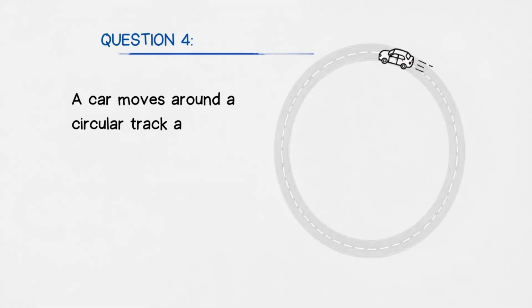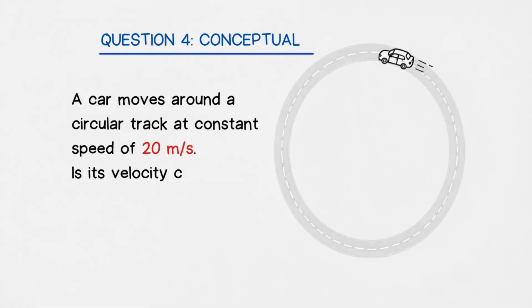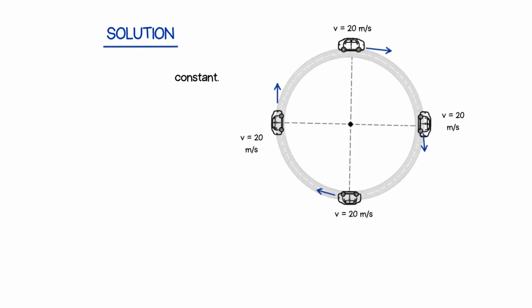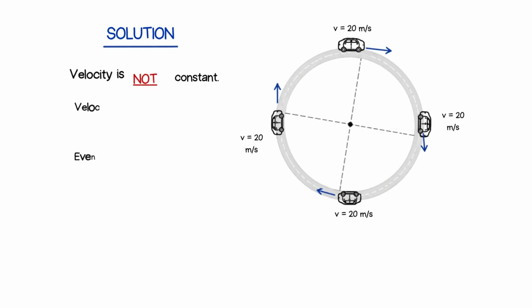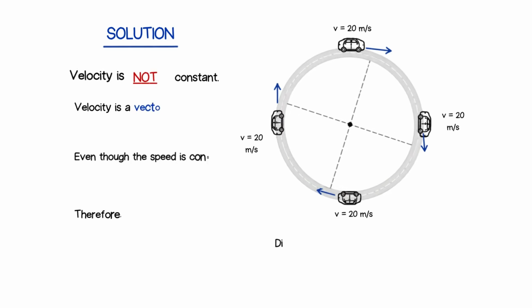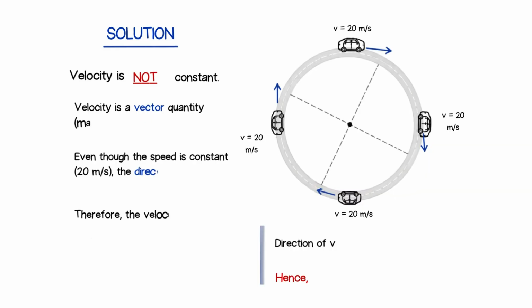A car moves around a circular track at a constant speed of 20 meters per second. The question is, is its velocity constant? Remember, velocity is not just speed. Velocity also includes direction. The answer is no. The velocity is not constant.